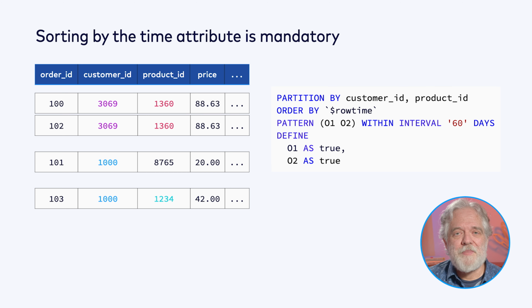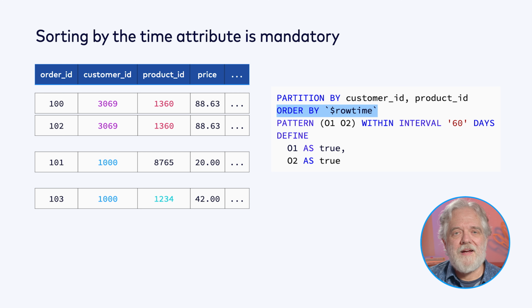For the pattern matching to behave correctly and deterministically, Match Recognize always sorts its input. Flink only supports Match Recognize in streaming mode and can only sort the input stream by the time attribute of the input table. In this case, we are using the row time field provided by Confluent Cloud.